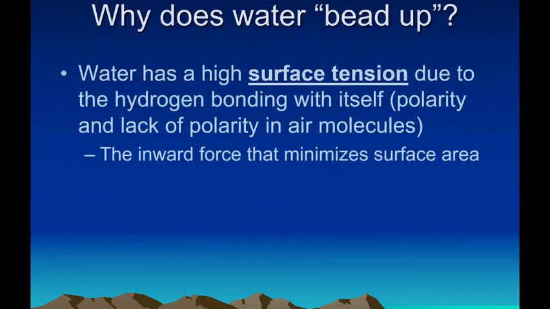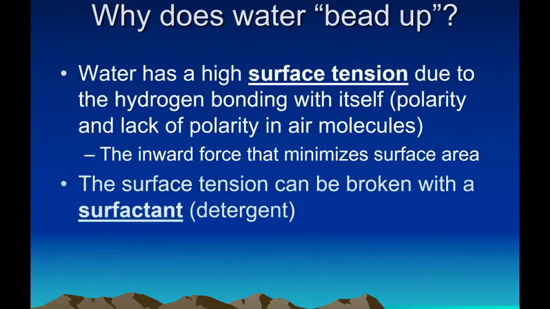So why does water bead up? Well, remember in our last diagram, we had the hydrogen bonding. So the hydrogen bonding, those attractive forces, causes water to pull in on itself. The inward force minimizes the surface area. And so what happens is you end up having a really high surface tension for water.